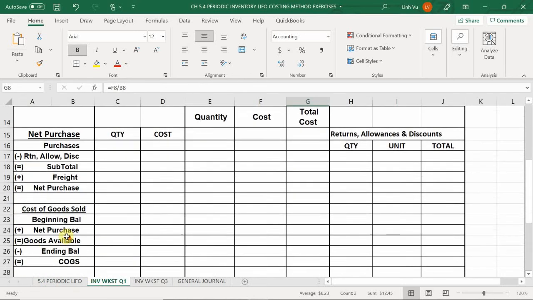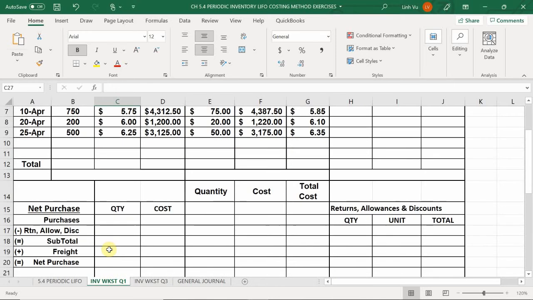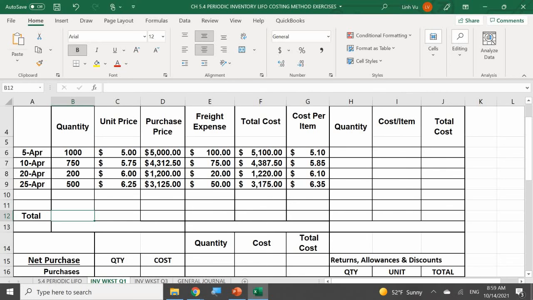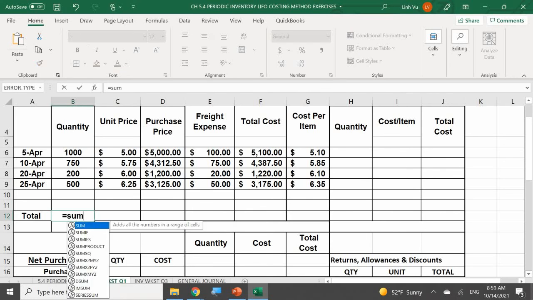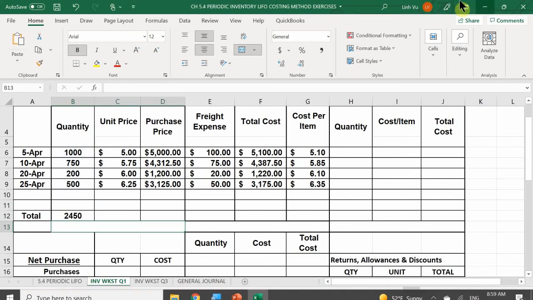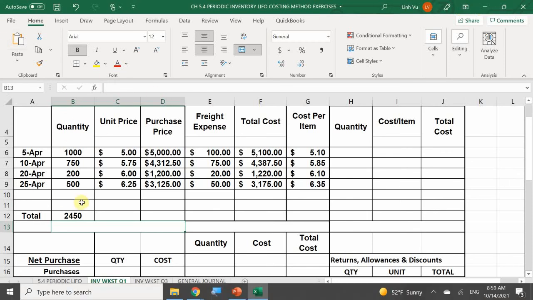So go down to the bottom, ending balance. We're going to put under the quantity that we should have 600 remaining. So that tells us we need to wrap up this inventory worksheet. We're going to total up our values in each column. What was my total quantity that I purchased? 2,450. Sorry, that was in my head. No worries. Good. So that's the total quantity.